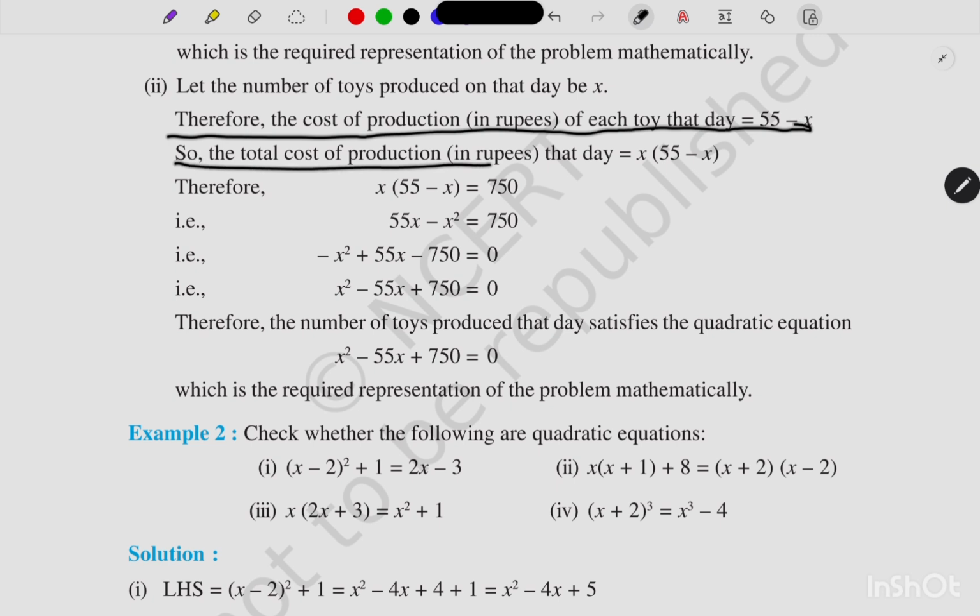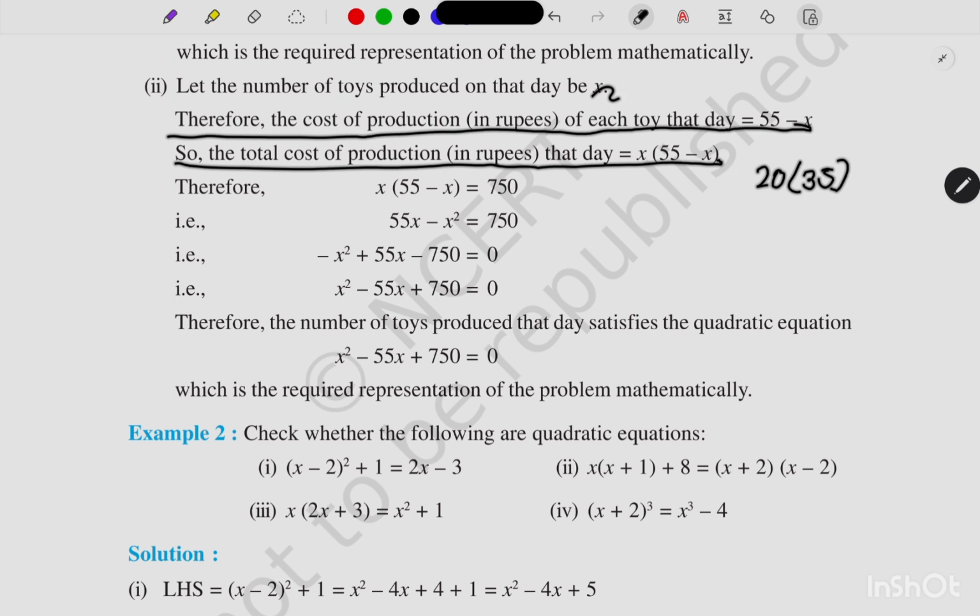Okay, so the total cost of production in rupees in that day is x multiplied by 55 minus x. Now, why do I say that? Pretty simple. Let's say that you produce 20 things per day, and the cost of making one of that thing is 35 rupees. You produce 20 things in a day and the cost of making one such thing is 35. Then the total cost of producing all the 20 will be 20 multiplied by 35.